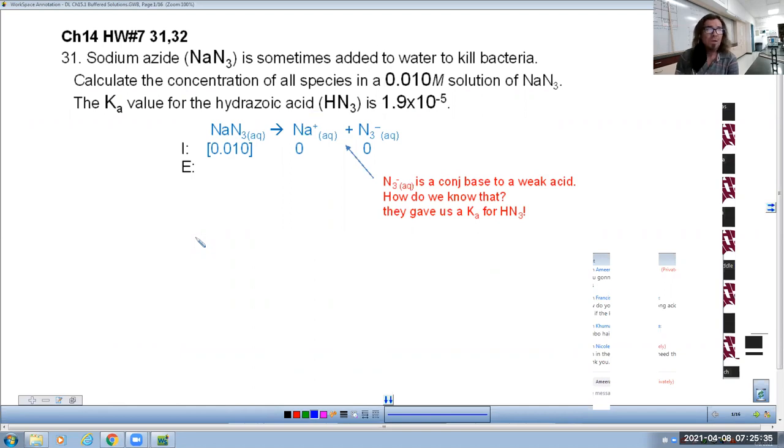Okay, so first thing that we can say about this is we are not dealing with an acid or a base yet. We are dealing with a salt. Everybody sees that there are no H's and no OH's present.